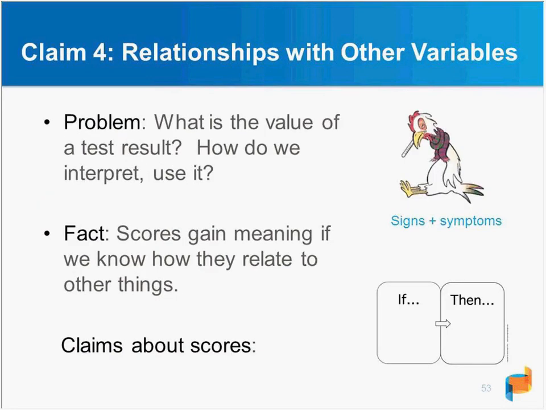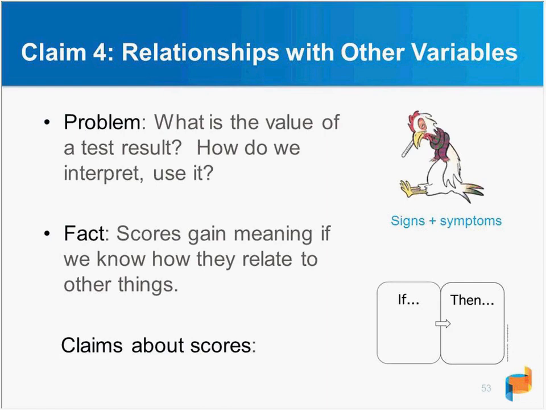Claim 4, relationship with other variables. What we've been talking about up until now concerns the content of the test, its ability to elicit authentic responses from participants or raters, and the relationships between items within the instrument. What makes scores meaningful, however, is knowing how they relate to variables outside of the test. Otherwise, it's really hard to interpret the value of a test result. A score of X is simply a score of X. Nice to know, but so what? What does one do with it?